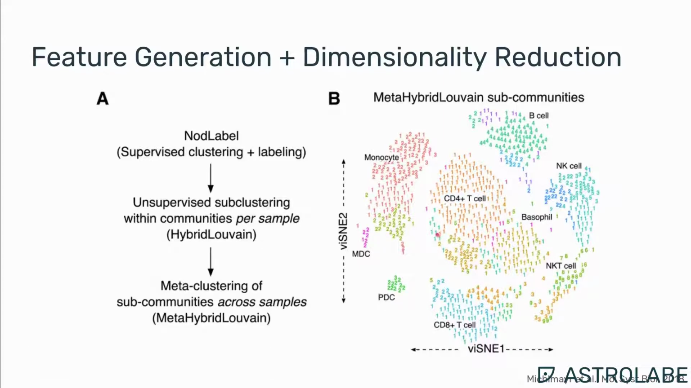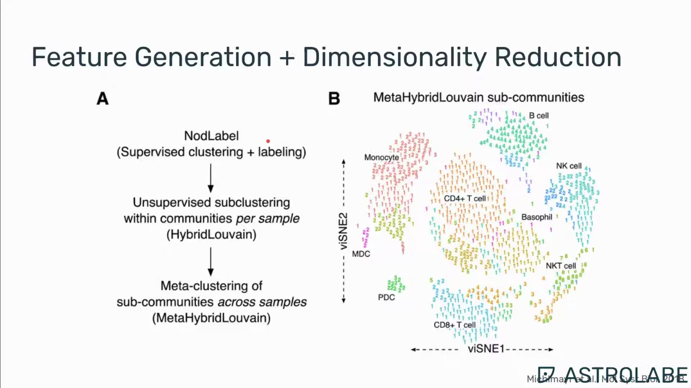And in this visualization, each one of the dots is one of the clusters that came from one of the samples. The colors are the meta-clusters, so the clusters that were aligned across multiple samples. And the labels, again, are the manually gated populations. So a pretty complex series of steps.